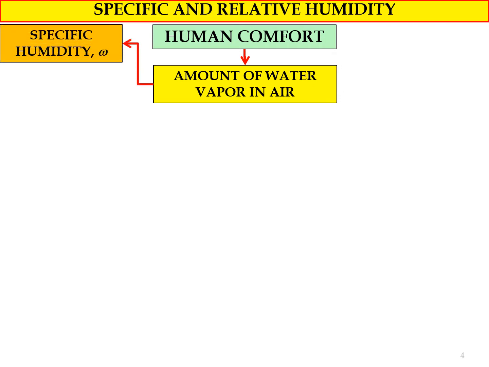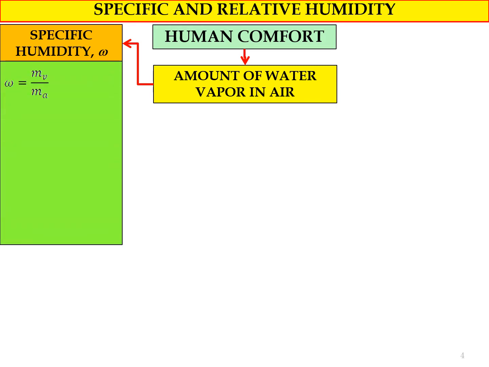So specific humidity is actually the actual amount of water vapor in the air, and it can be calculated from the mass, using this equation. Omega is the specific humidity. It is equal to mv divided by ma. Mv here is the mass of the water vapor, divided by the mass of the dry air, and it can be calculated from the ideal gas law equation, which is m equal to pV divided by RT.